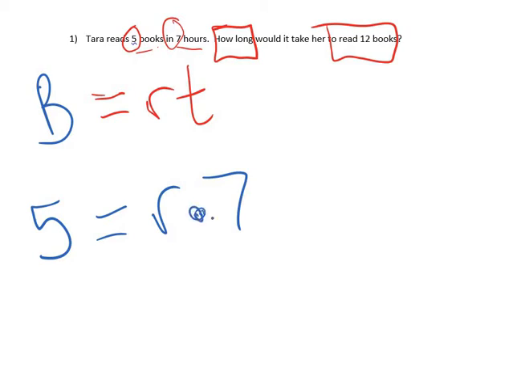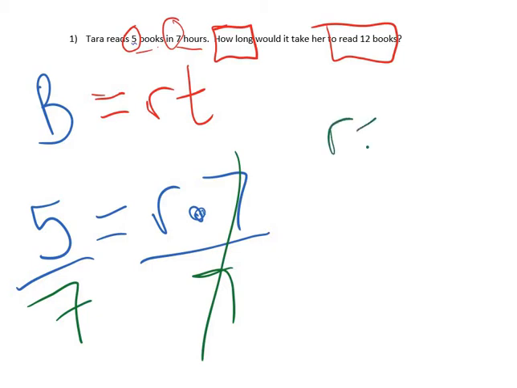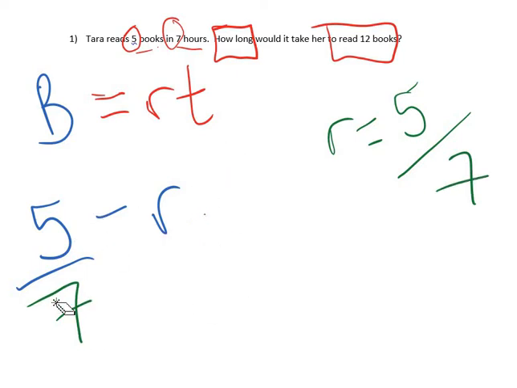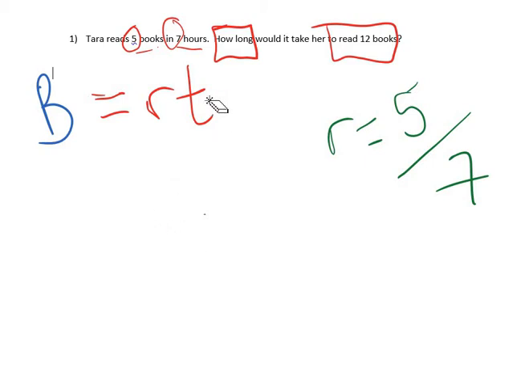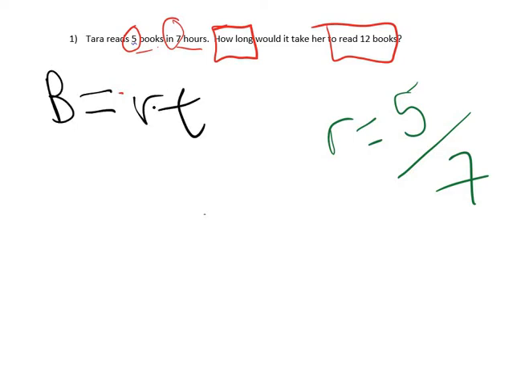We're going to use our algebra skills, so we're going to do the opposite of times, which is divide by 7. So I'm going to divide by 7. This cancels out. So the rate to read is 5/7. All right. Going back to that equation, B equals R times T. The rate is 5/7.